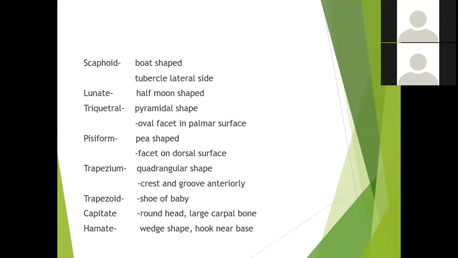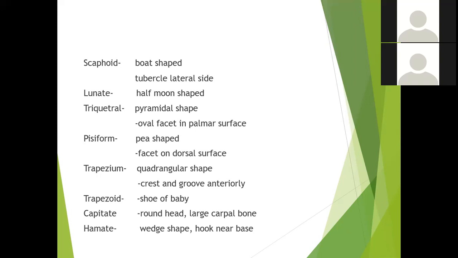So next one is trapezium. We are coming for the distal row. Trapezium, quadrangular in shape. Okay, so it has a crest and groove anteriorly. And next one is the trapezoid. Trapezoid means the shape seems to be like the shoe of a baby.